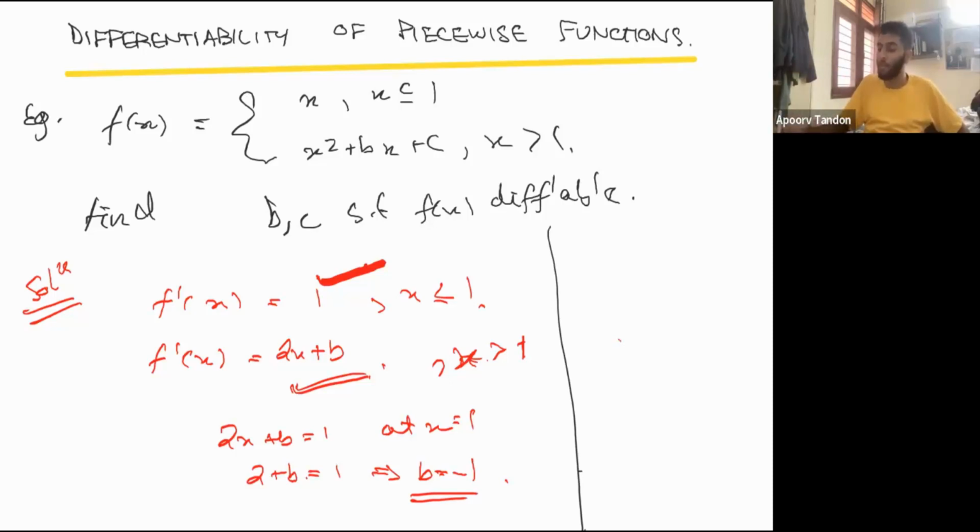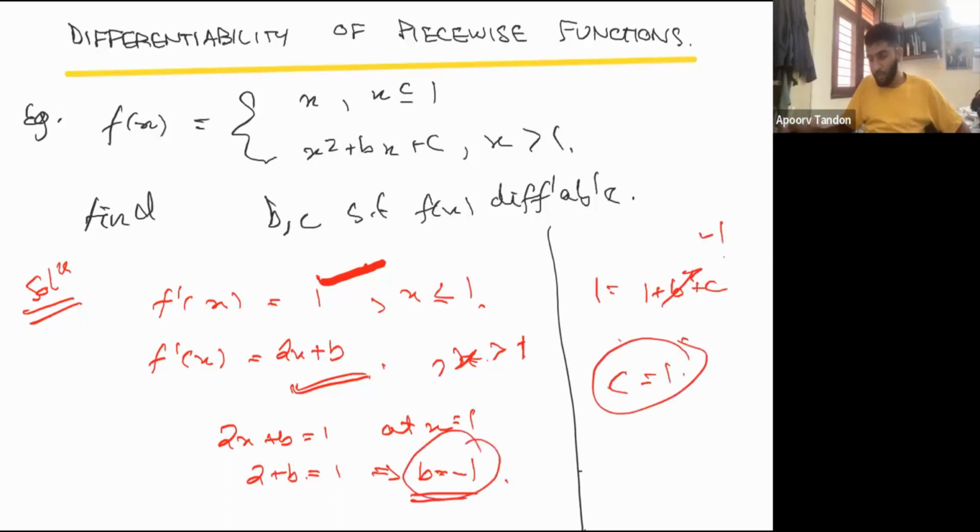On the left-hand side of the function, putting x equals 1 into x gives 1. On the right-hand side, this evaluates to 1 plus b plus c. We know the value of b is -2. So c is equal to 1. So using the definition of differentiability and the fact that differentiability implies continuity, we found the values of b and c. The alternate way to solve this question is to use the left-hand derivative and the right-hand derivative.